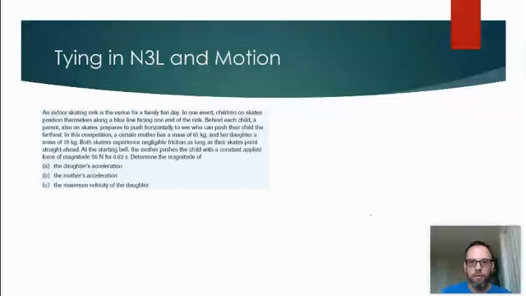We're going to do one last example. We're going to tie in Newton's third law and motion. So I have a diagram, so we'll have to draw a diagram for this one. We have a family at an indoor skating rink. So we have children along a line facing one end of the rink and their parents behind them.